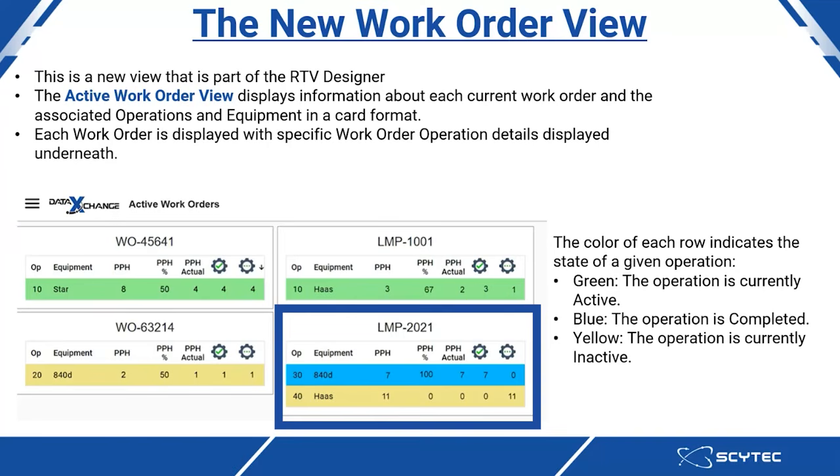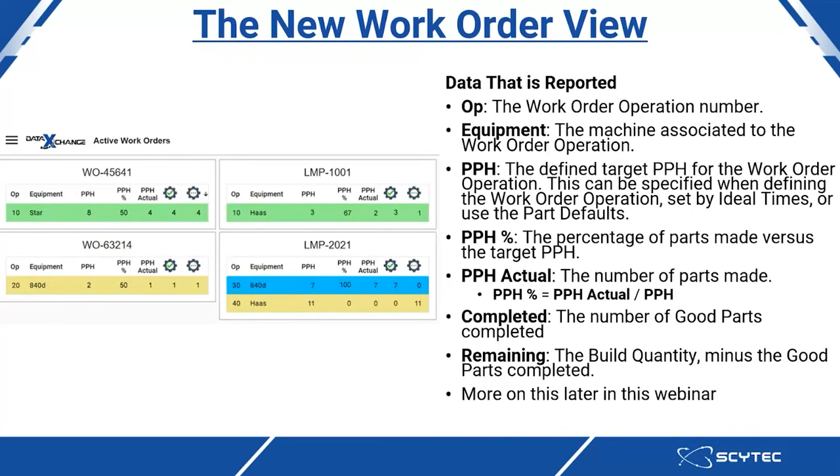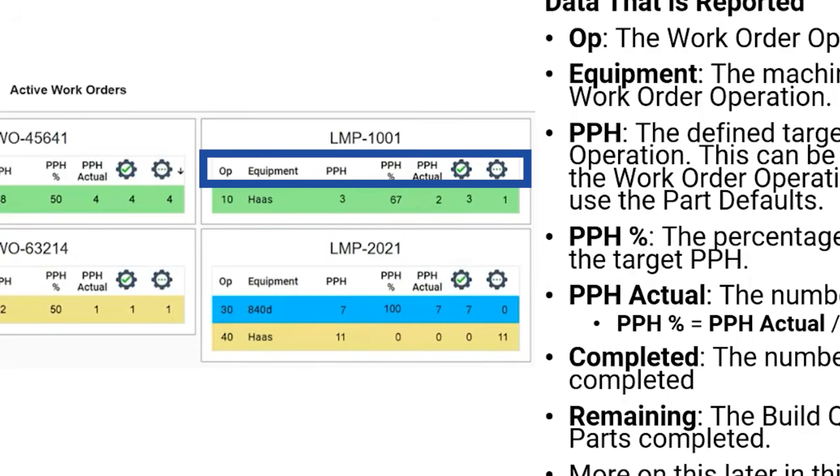And then below that, we have the color yellow for that Haas machine, and that indicates that the operation is currently inactive and nobody is currently working on that work order. And the data that is reported in this new work order view, if you go from left to right, starting with the OP, which indicates the work order operation number, and then next to that, we have the equipment, which is the machine associated to the work order operation.